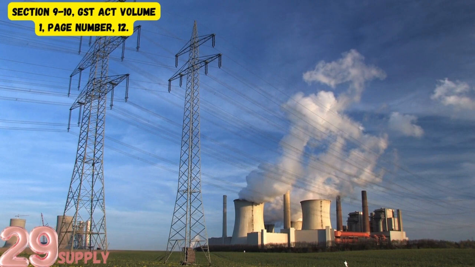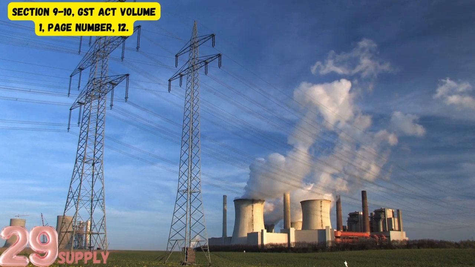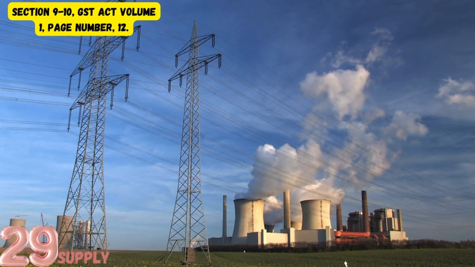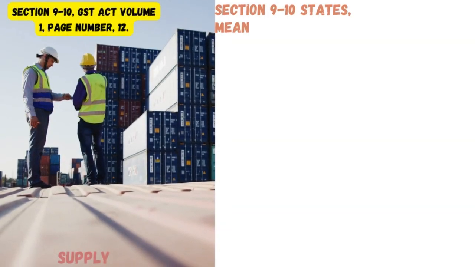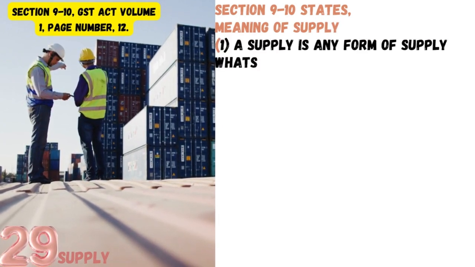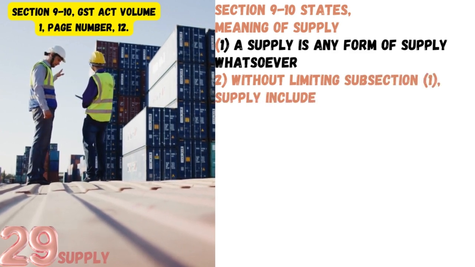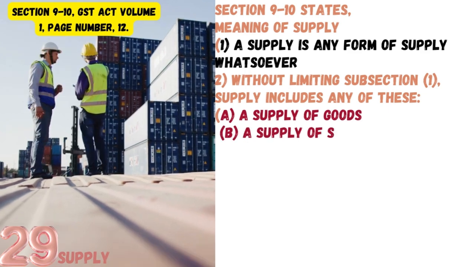Next word. Word number 29. Supply has the meaning given by Section 9-10. That is Section 9-10, GST Act Volume 1, page number 12. Section 9-10 states: Meaning of supply. 1. A supply is any form of supply whatsoever. 2. Without limiting subsection 1, supply includes any of these: a. A supply of goods.